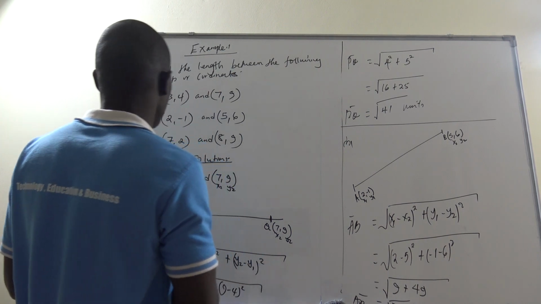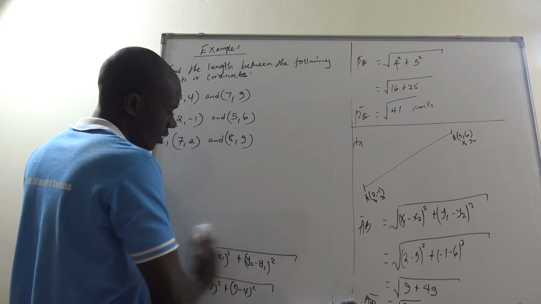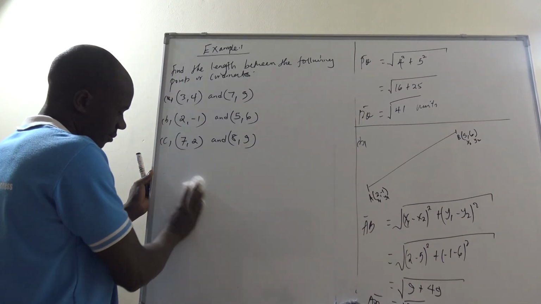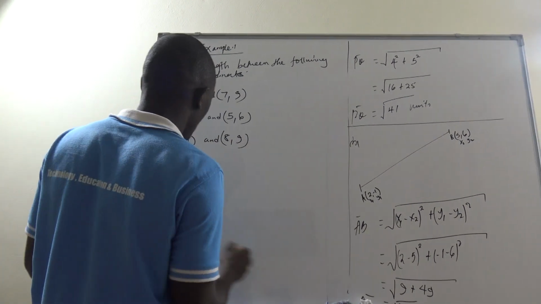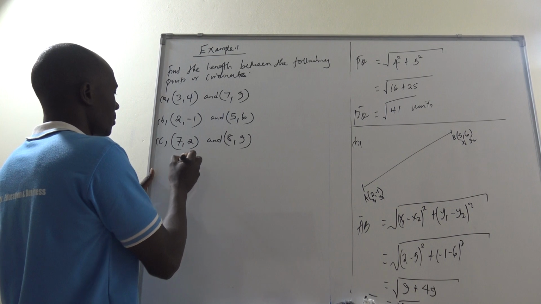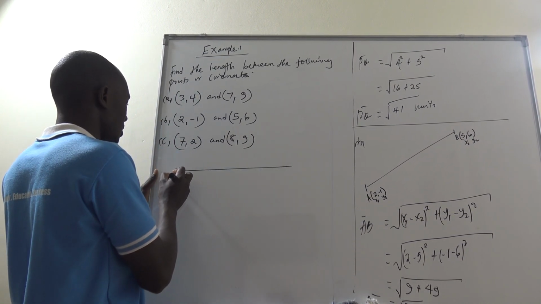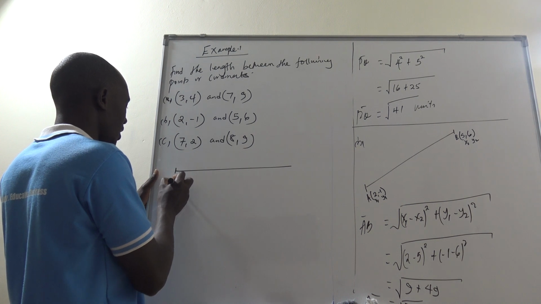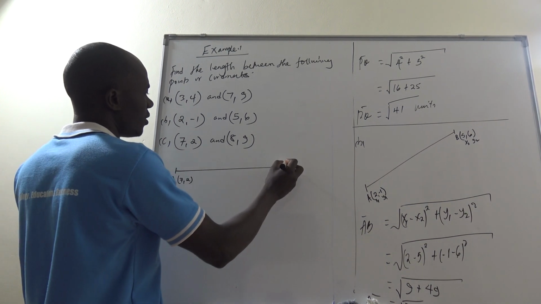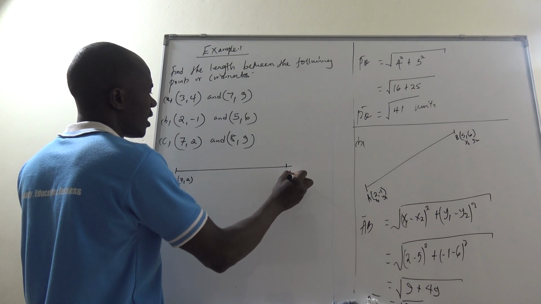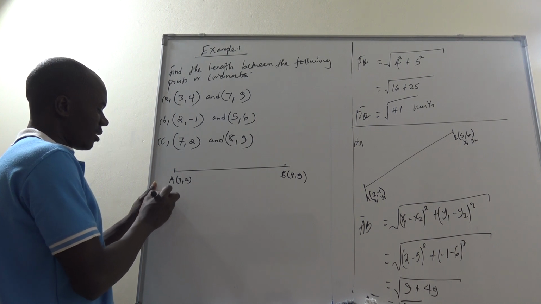Then we are also moving to part C. We want to move to part C, and we see how we can come out with it. If we have got the line, you can call this point A, which is given as (7, 2), and I've got point B as (8, 9). So how can we get length AB?